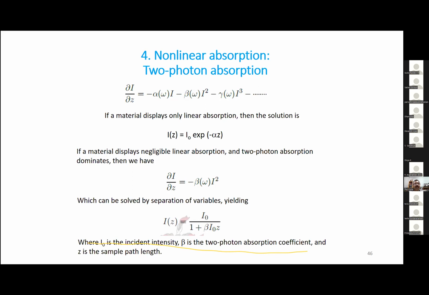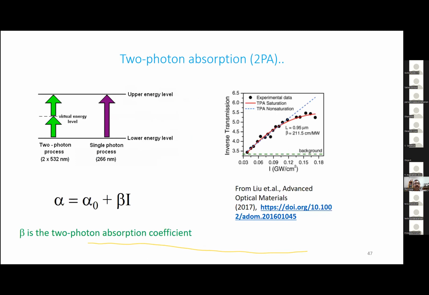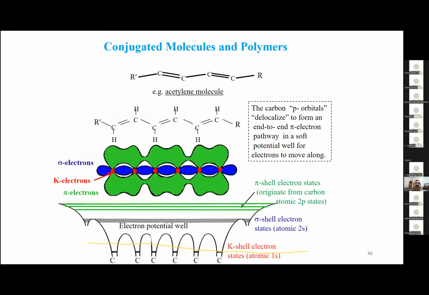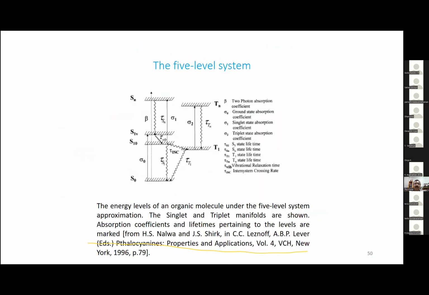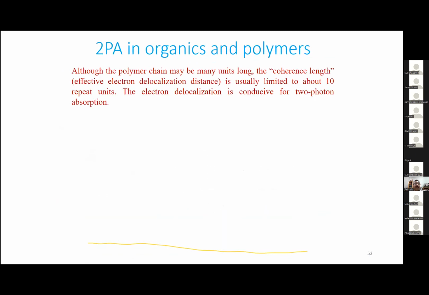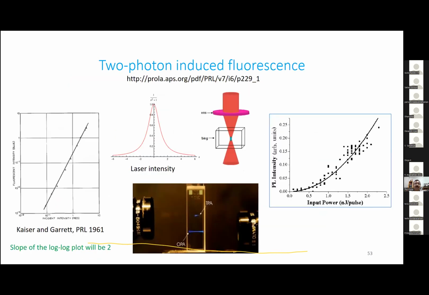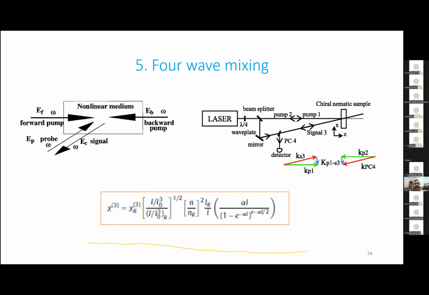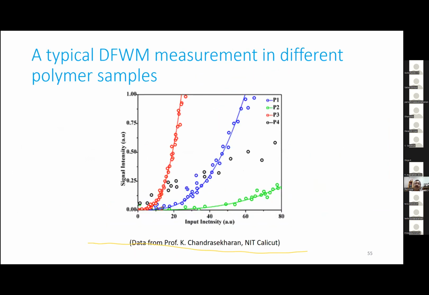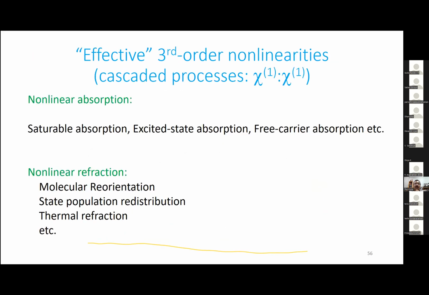Just to say that nonlinear absorption includes two-photon absorption. If you take organic molecules and polymers, we can also have two-photon absorption there, and in addition to that, we can have two-photon fluorescence there. And four-wave mixing is there, that is another aspect of third order nonlinearity.